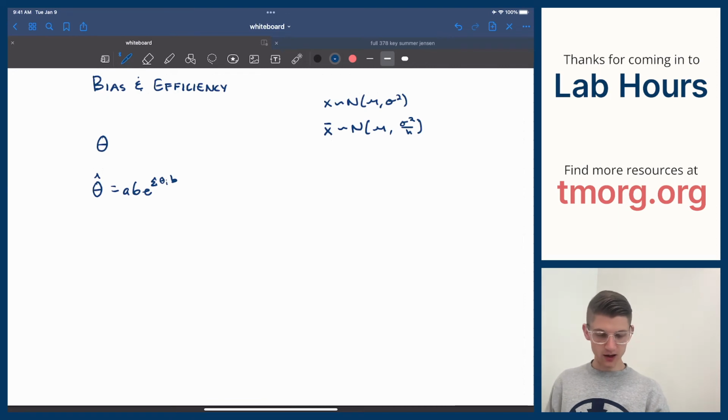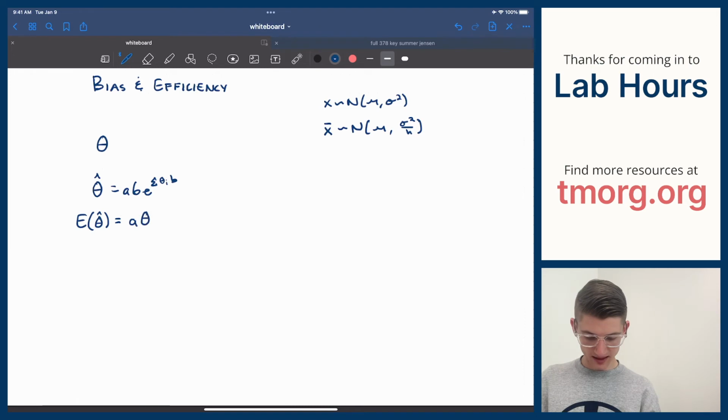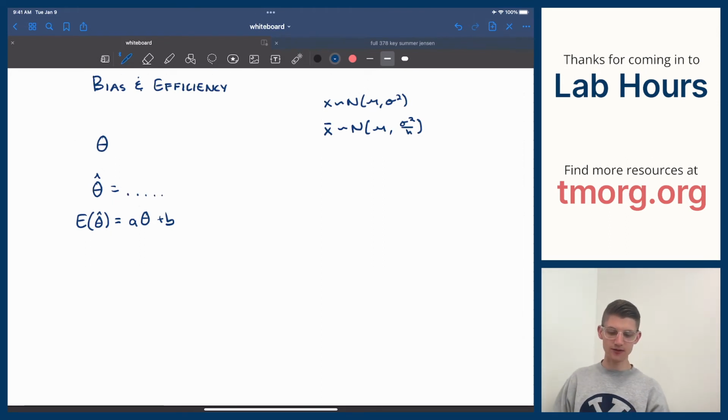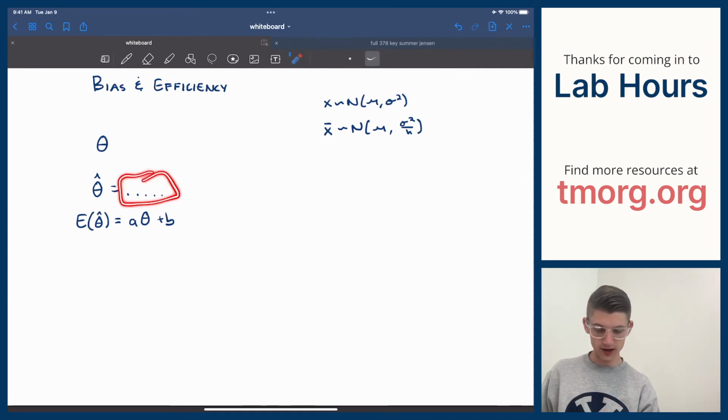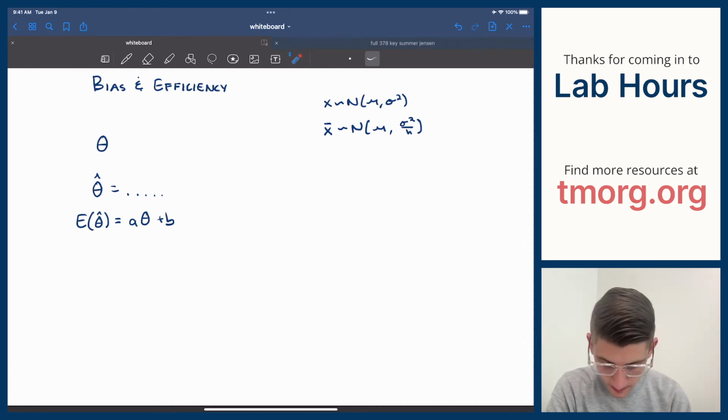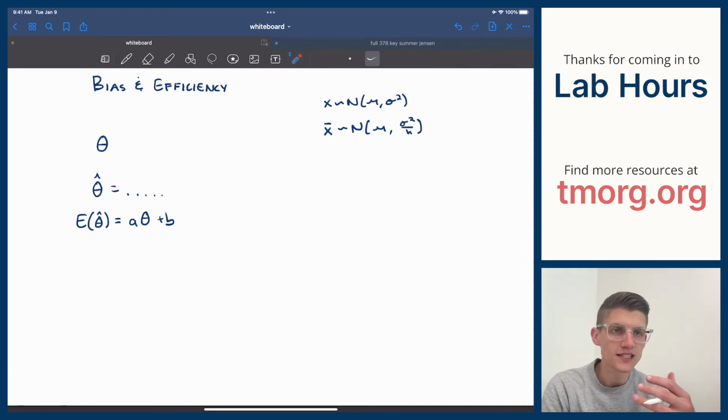It doesn't really matter what the formula for theta hat is, except in that it gives us our expected value. Let's say that the expected value of theta hat is equal to something like a theta plus b. This formula is kind of arbitrary, but if you know the expected value of your estimator, then you don't really need to know the actual formula for it. So that's a whole thing, if I were wanting to correct bias.